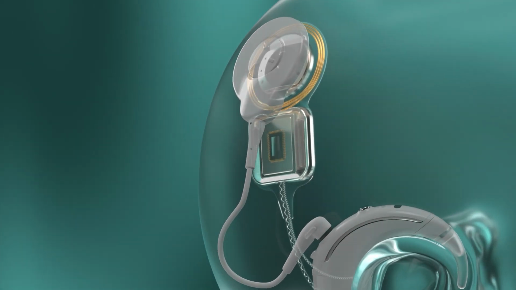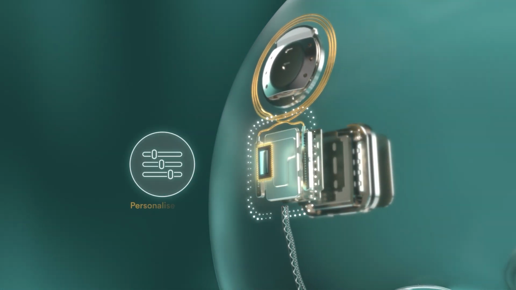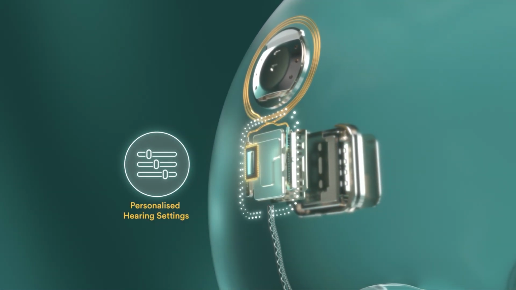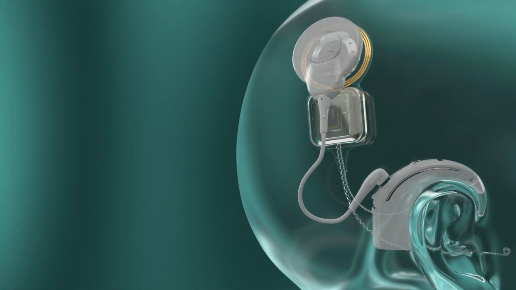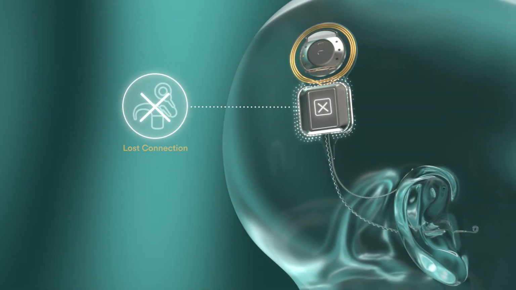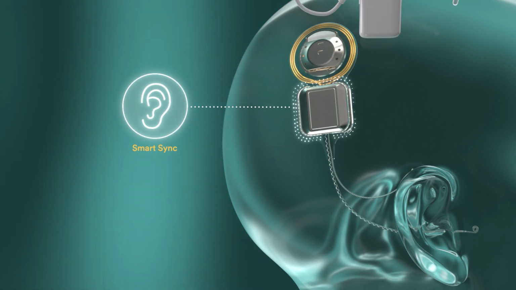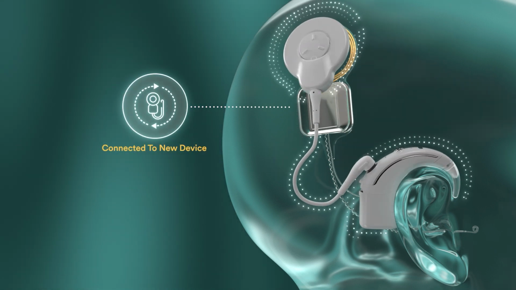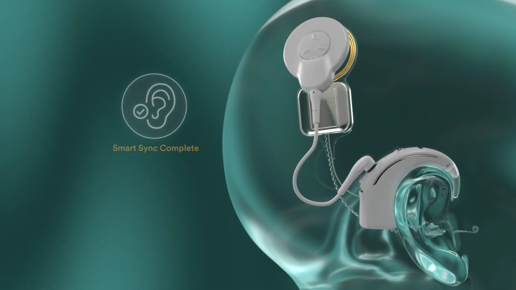The implant has built-in memory that can store your personal hearing settings for greater convenience and efficiency. If you lose or damage your sound processor, your settings can be easily transferred and synced to a replacement sound processor in as little as 20 seconds.